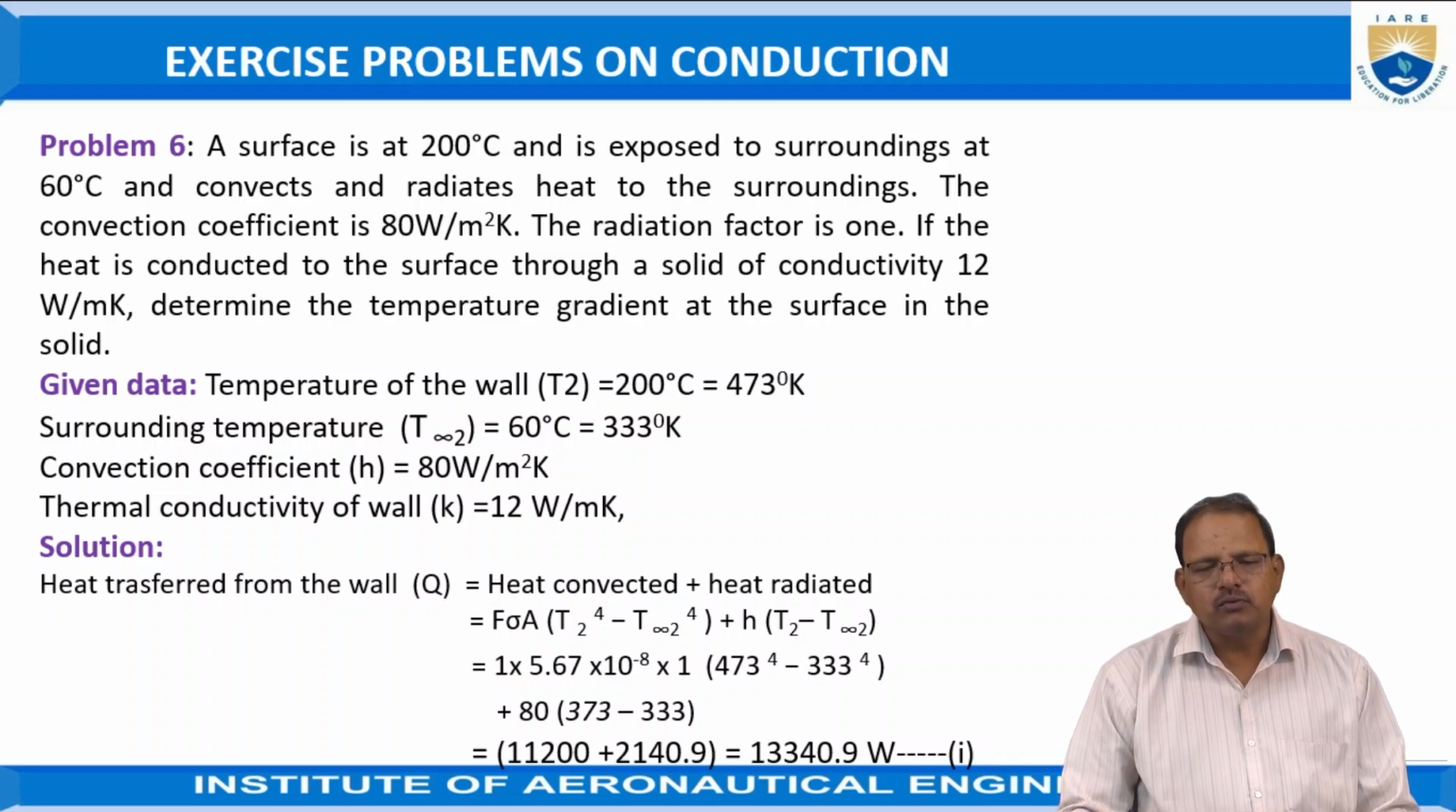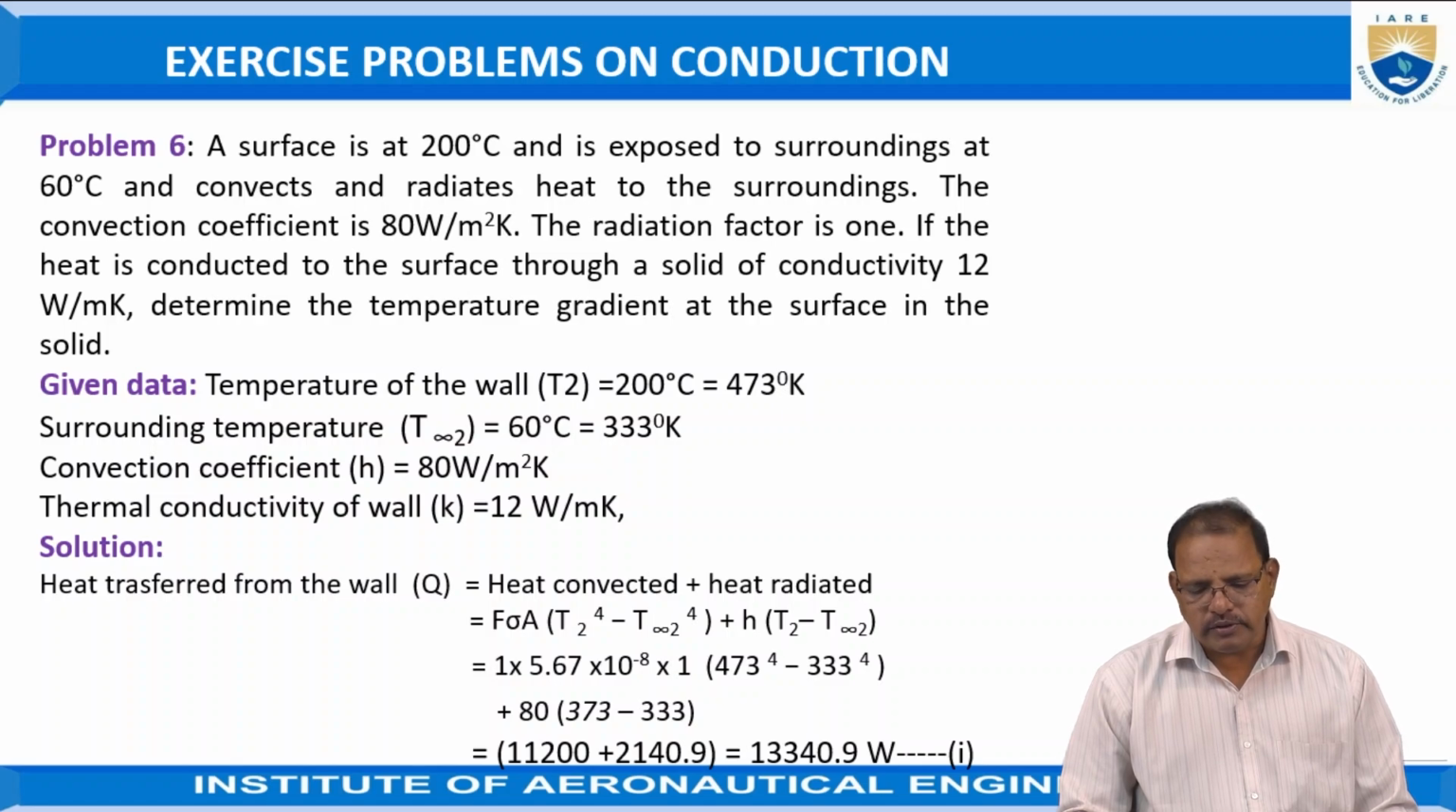Here problem number 6 now. A surface is at 200 degrees centigrade and is exposed to the surroundings at 60 degrees centigrade and convects and radiates heat to the surroundings. The convection coefficient is 80 watts per meter square degree Kelvin.